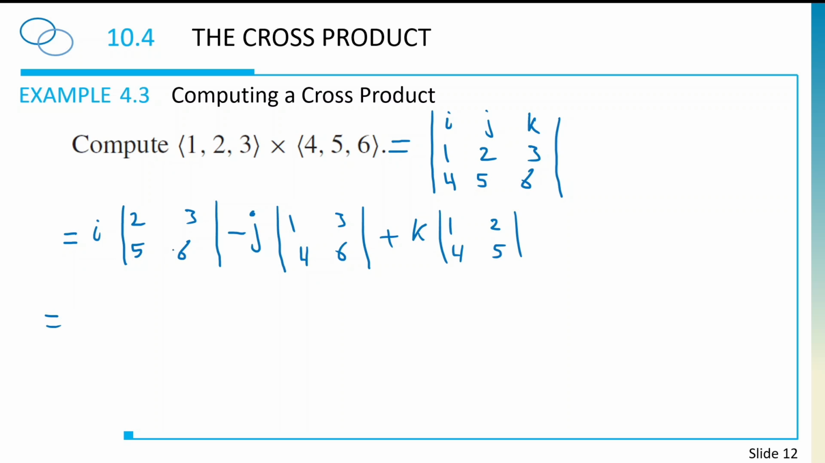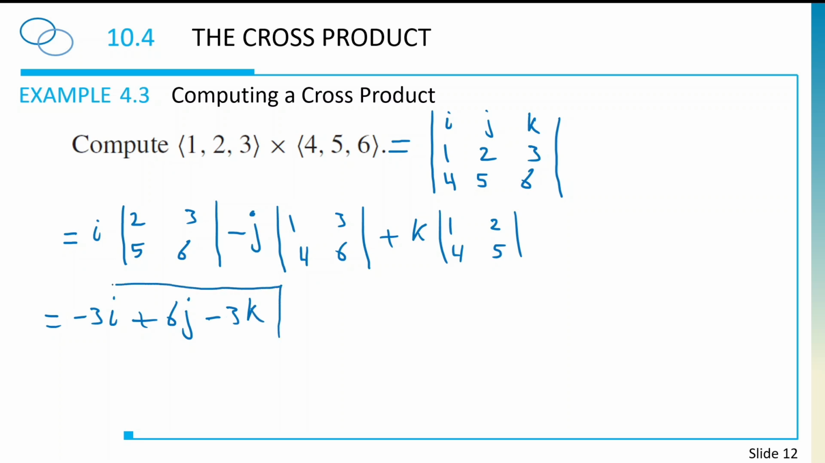Now we need to find these determinants. So this determinant is equal to 2 times 6, 12, minus 15, so this is negative 3. And I have an I, so this is negative 3i. I'll move to the next one. 1 times 4, 6, minus 12, it's negative 6. Times negative j, so this is plus 6j. The last one, 1 times 5, 5 minus 8, negative 3, so it's negative 3k. And this is the result.